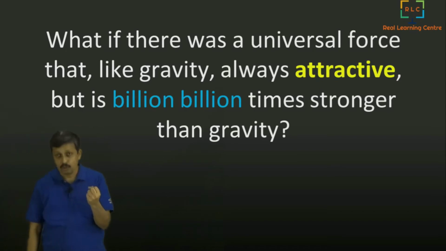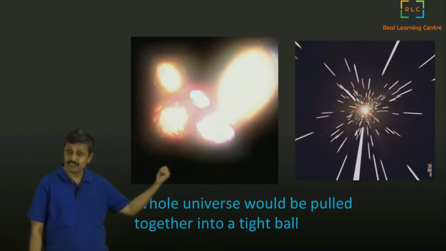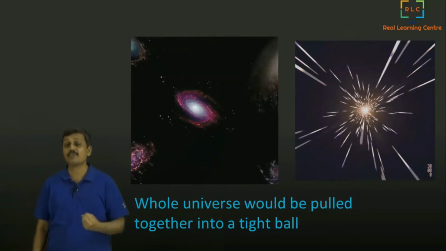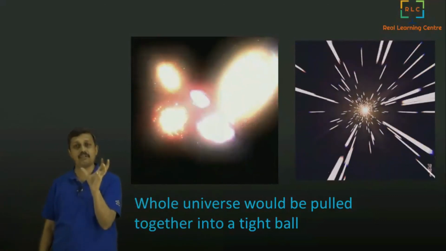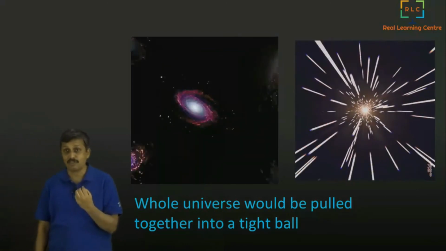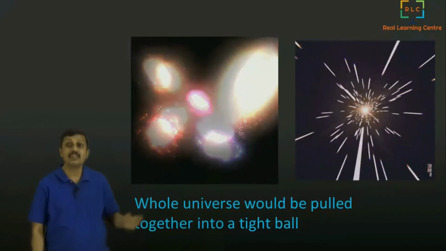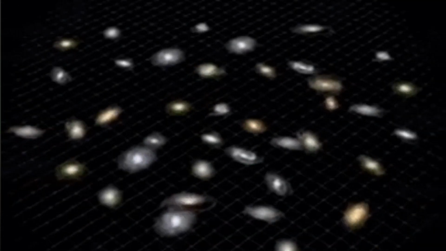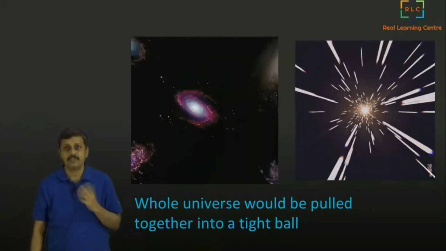The whole universe would have been attracting everything else so powerfully. All planets coming together, all galaxies coming together, everything coming together, pulled into a tight ball. Just one tight ball called the universe would have been there. If we had a universal attractive force which is a billion times stronger, our universe wouldn't have existed like this. It would have been a small ball, the whole material of the universe inside one small ball, because they all attract so powerfully. It's a difficult thought, isn't it?